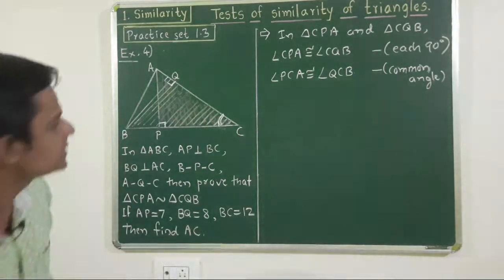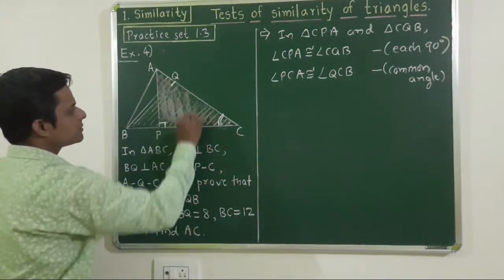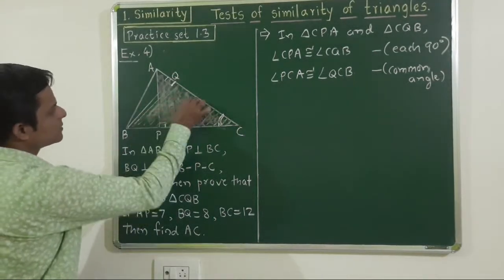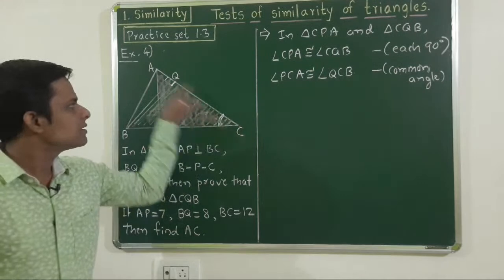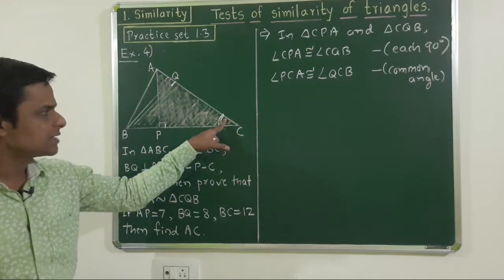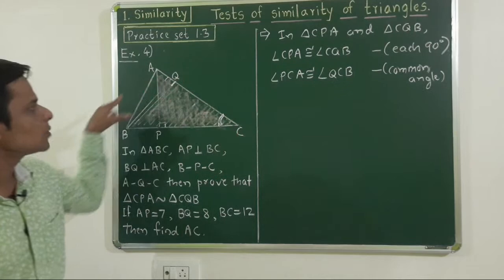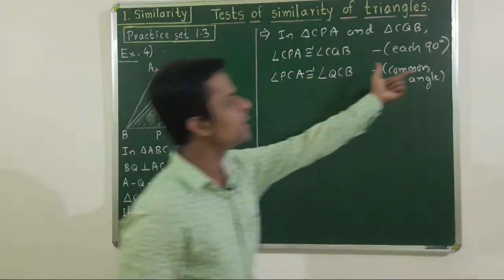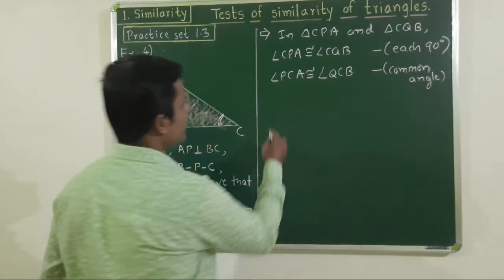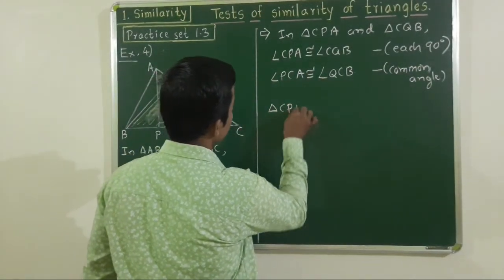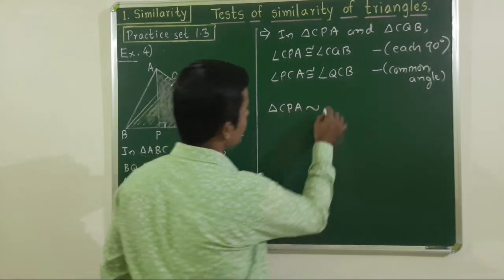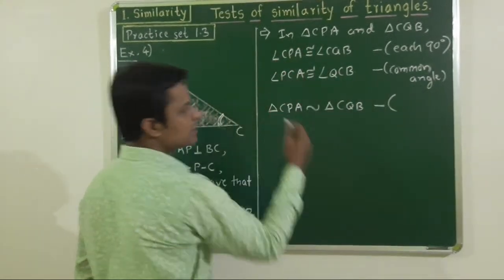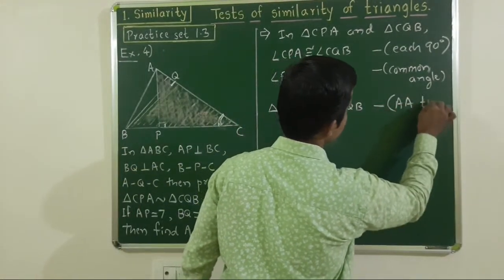Observe these triangles again. The first one is this triangle and the second one is this one. For this triangle, the name of this angle is angle PCA, and for this triangle, the name of this angle is angle QCB. Same angle but the names are different. The reason will be the common angle. Hence, triangle CPA is similar to triangle CQB by the AA test.